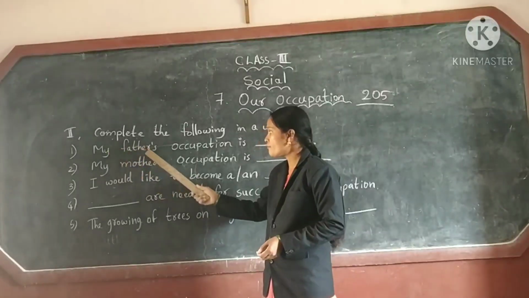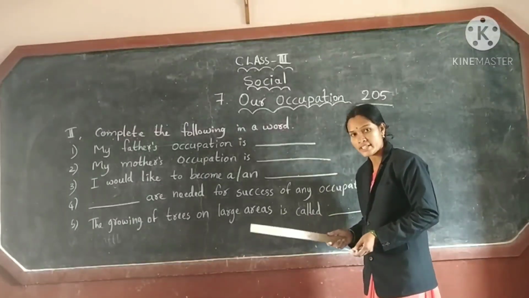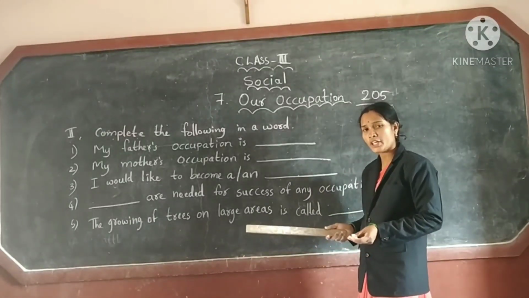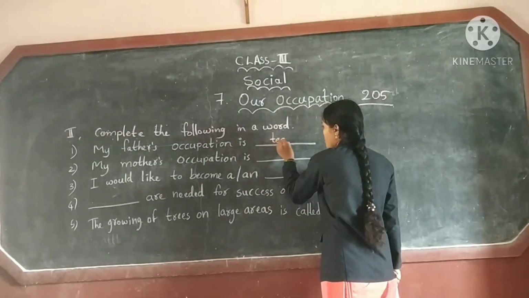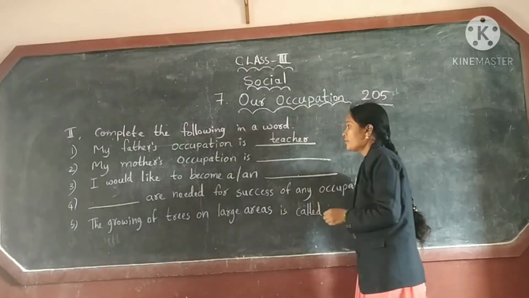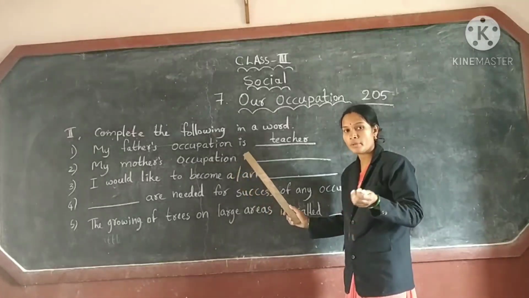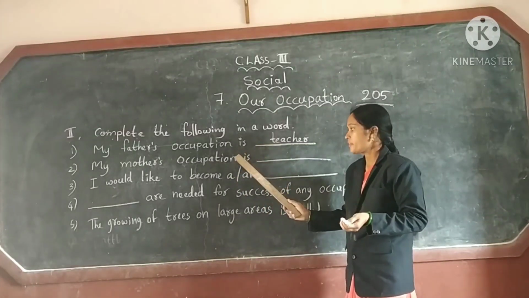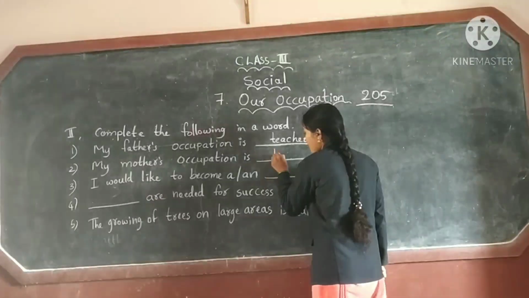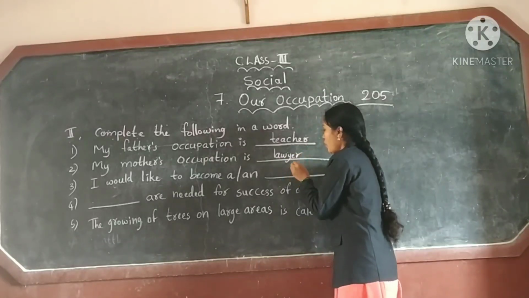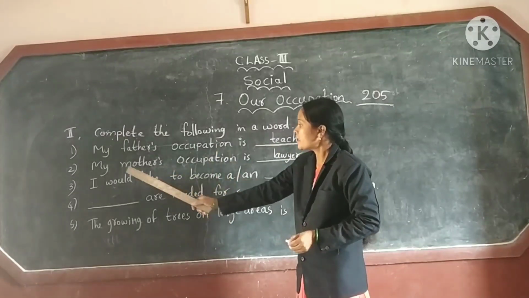Next, second part is complete the following sentences. First question: my father's occupation is. Write your father's occupation. Your father is a doctor, teacher, lawyer. You can write your father's occupation. And my mother's occupation is. What is your mother's occupation? Write that. For example, I am writing here lawyer.